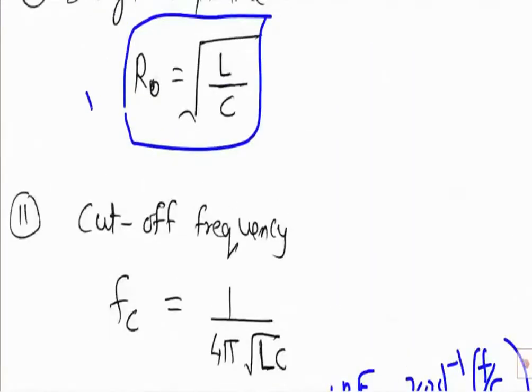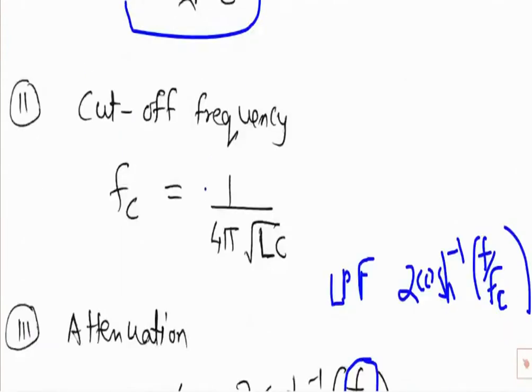The design impedance formula is the same for low pass and high pass: under root L by C. Cutoff frequency is different. For low pass it is 1 by pi under root LC. For high pass it is 1 upon 4 pi under root LC. And the diagram of the high pass filter is 2C, 2C, L. So this much I expect that you will remember.